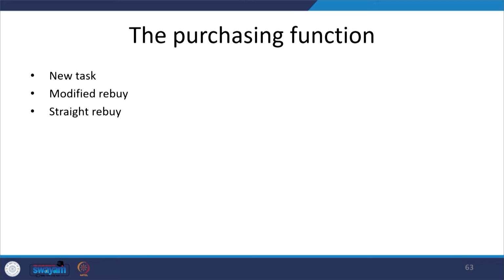Now, once we are done with the buying center, we have understood the members of the buying center, their roles and responsibilities, the next thing is the purchasing function. Okay. So, what is the purchasing function? Generally when we talk about purchasing function, we talk about three types of purchasing function in an organization. Some purchasing is for those kinds of items or products which are completely new and the organization has no clue about it, or very little idea about it.